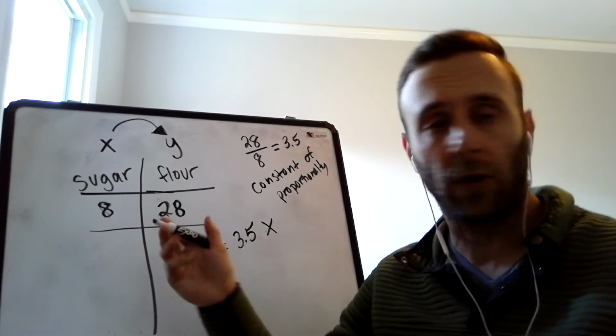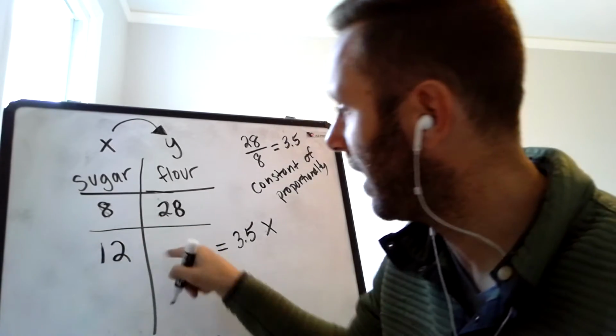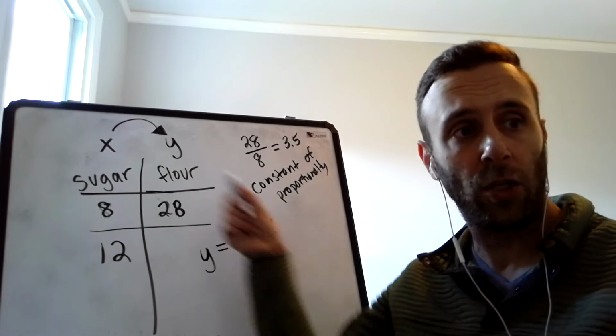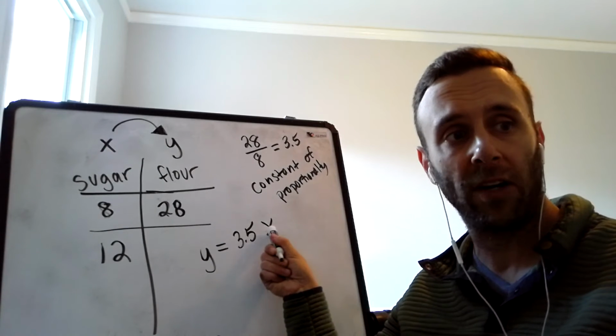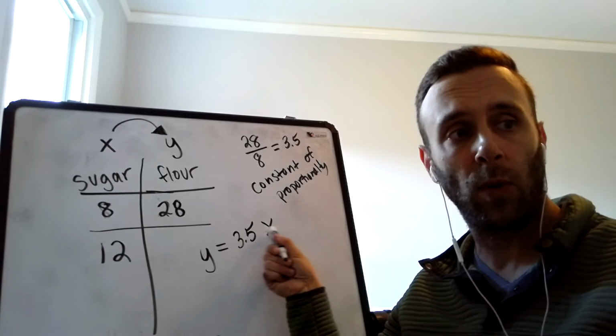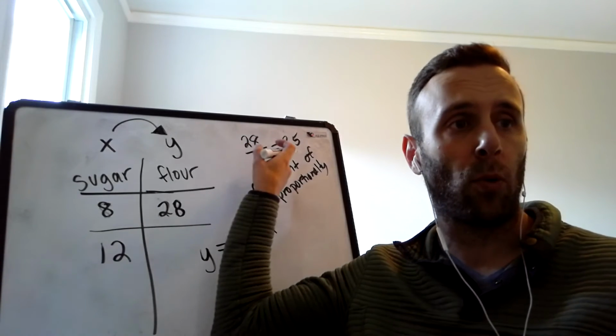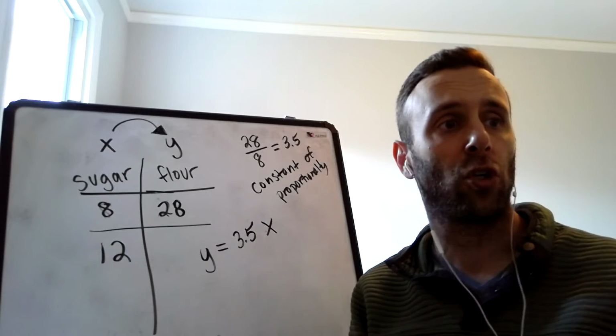Now, this is the equation that gets you from x to y. So if I told you, for example, the amount of sugar was 12, how much flour would you have to use? Well, 12 is the x. You would put the 12 right here, and it'd be 3.5 times 12, and that would get you this missing part. So this is the constant of proportionality. This is the equation that gets you from sugar to flour.